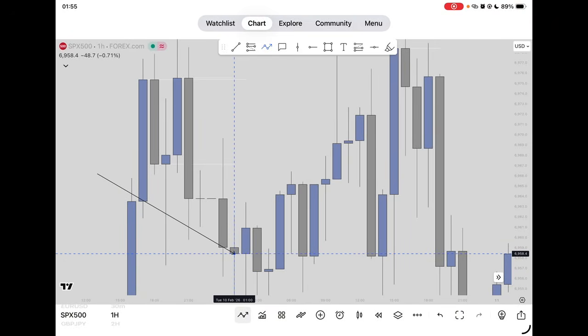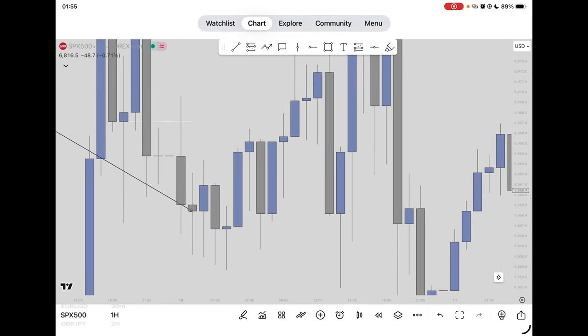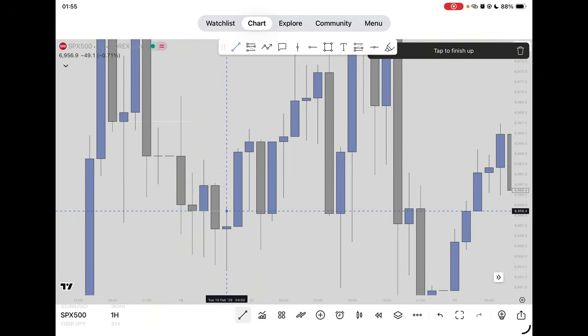Do you understand? Now, look at it here. Look at it happen again here. Right here. This is a key level right here, right? This is a key level right here.